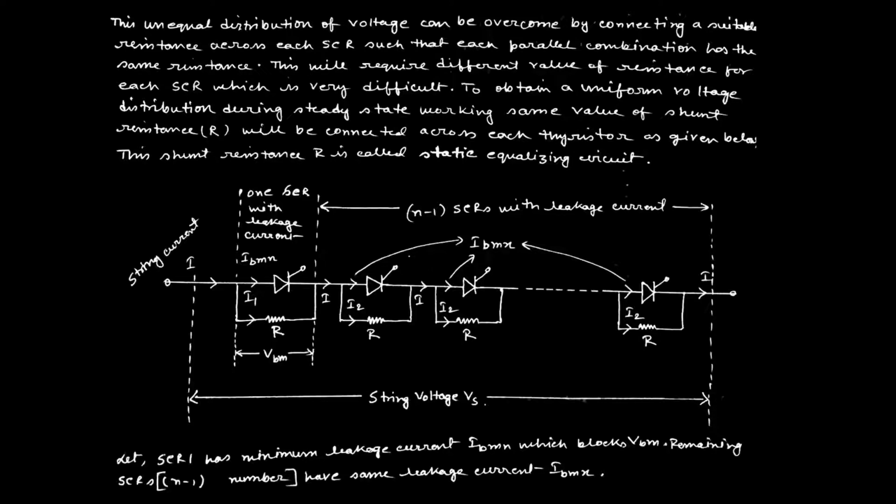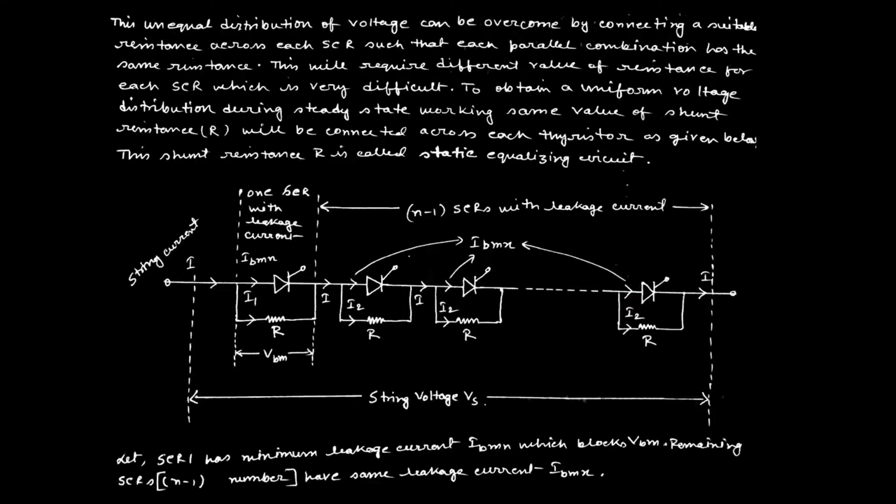Suppose here we assume this is a string in which we are connecting n number of SCRs. This is SCR 1, SCR 2. In this way, n number of SCRs are connected. And suppose in case of the first SCR, the leakage current is IBMN and the resistance R is connected over here. The same amount of resistance is connected across each SCR of the string. I don't know exactly what the value is; that will be calculated later.